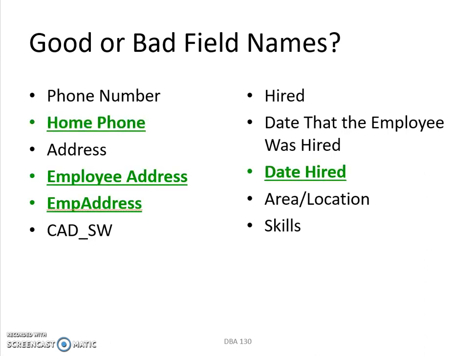Again, I've highlighted the ones that I think are pretty good. Phone number is ambiguous. Which phone? Home phone is obvious. That's a good field name. Address, ambiguous. Which address? Is it home address, work address? Employee address is good. EMP address is good.